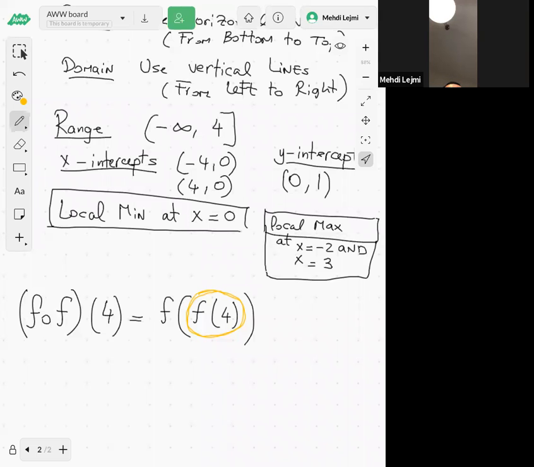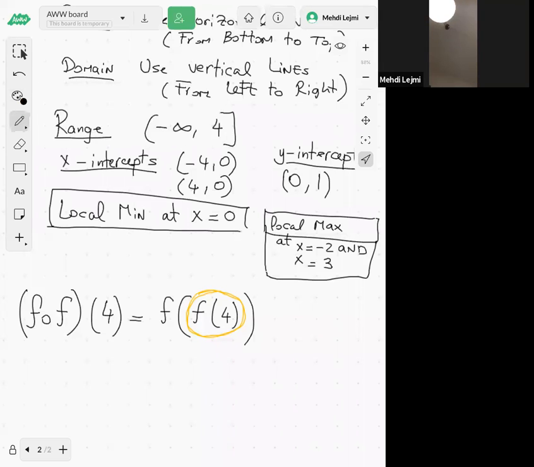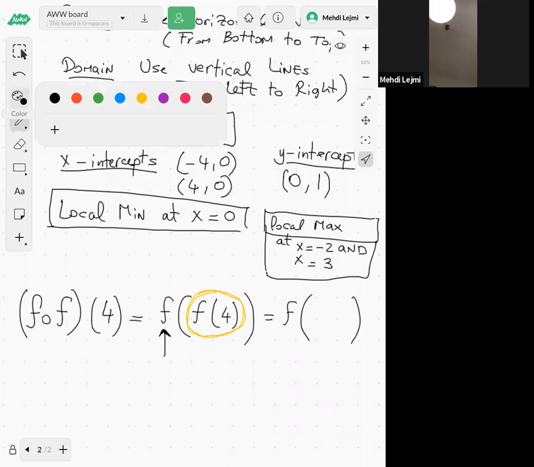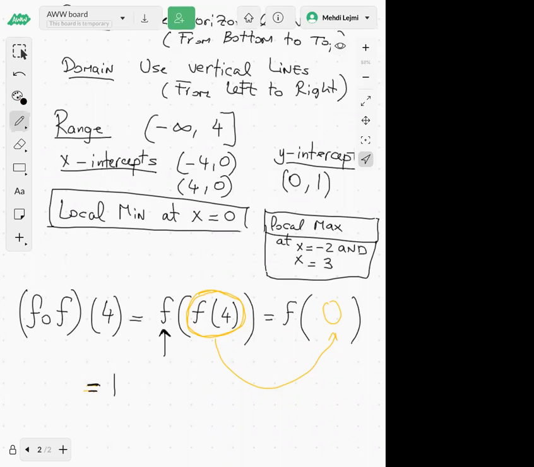Sorry, no. F of 4, it's actually 0. Yeah, it's 0. There's an f outside the parentheses, right? Inside the parentheses, that's f of 4, which we said is 0. Now I have to evaluate. This is not f times 0. This is f of 0, and f of 0 is actually +1. So the answer here would be +1. I see. Okay.